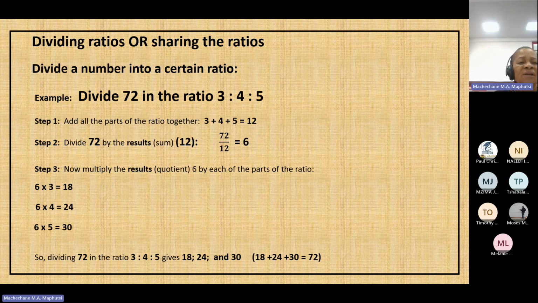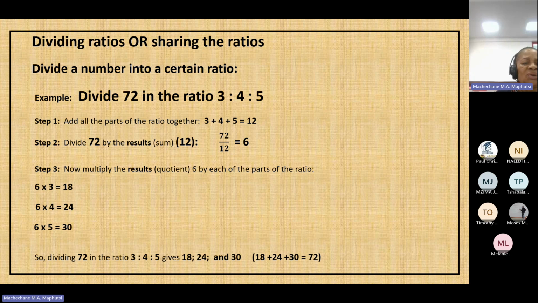What we have to do is to add all parts of the ratio together, like saying 3 plus 4 plus 5, it will give us 12. Then from there, we divide the very same number that we must divide, 72 by 12, which is our sum from 3 plus 4 plus 5. So 72 divided by 12 is equal to 6. Then what do we do with that 6? Now we have to multiply the quotient, which is 6, by each part of the ratio, that is 3 and 4 and 5.